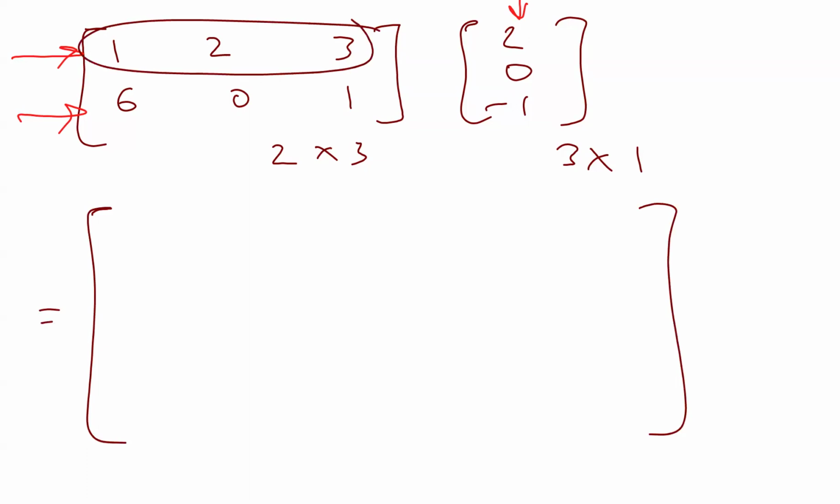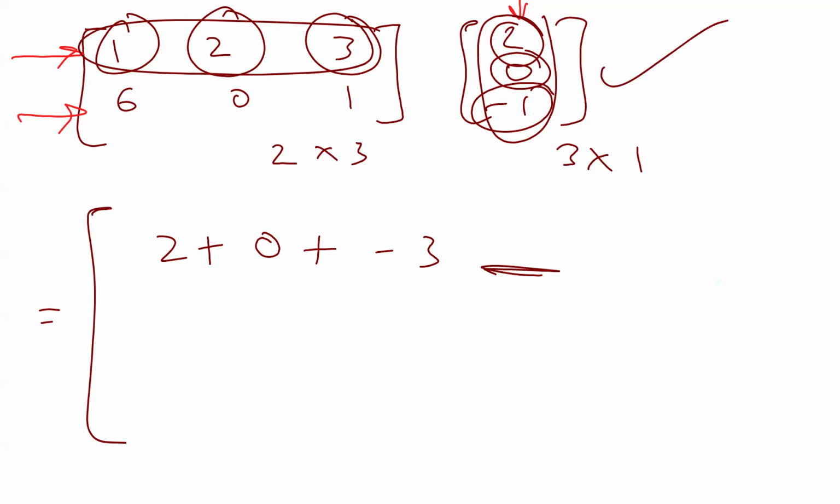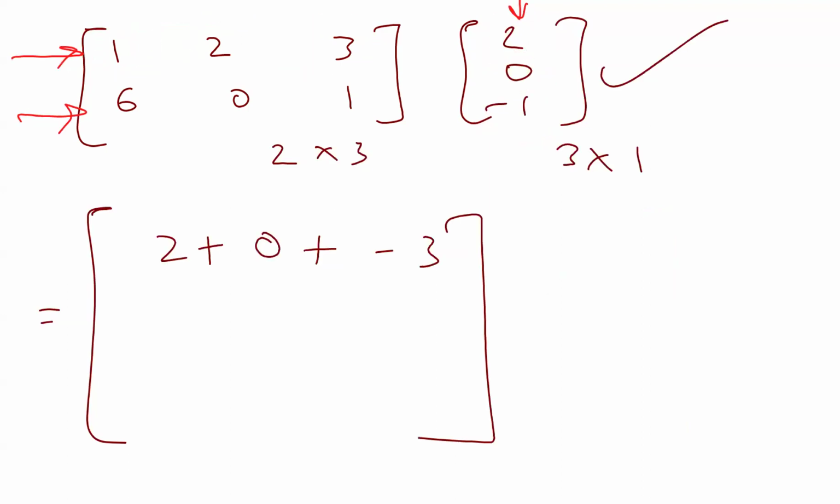First row, first column. 1 into 2, that is 2, plus 2 into 0, that is 0, plus 3 into minus 1, that is minus 3. Now first row, first column is done. There is no other column in the second matrix, so there won't be any space like this. The calculation ends over here for the first row, because in the second matrix there is only one column.